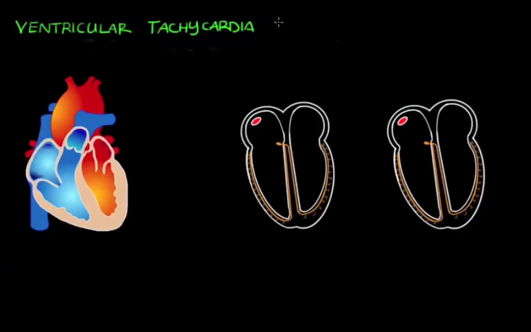Ventricular tachycardia, also known as VTAC, is a rapid heartbeat that arises from cells in the lower chambers of the heart, also known as the ventricles, and I'm circling them right here. Now, the ventricles are the main pumpers that pump blood to the rest of the body. The heart typically beats between 60 and 100 beats per minute, or BPM.